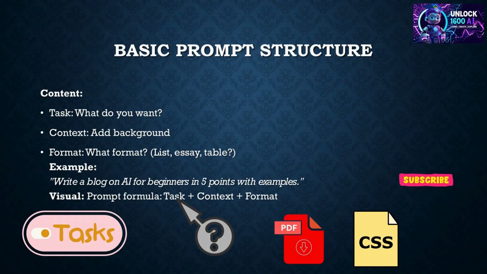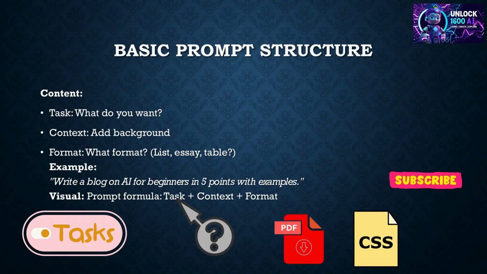Basic prompt structure. In the basic prompt structure, I have added three things: task, context, and format. I have taken one example in which you are writing a blog on AI. So "write a blog" is your task. Context is nothing but adding some background information, so "on AI for beginners" is your context. And the format is whatever output you want, or the format in which you need your output. Here I need my output in 5 points with examples. So this is my format.